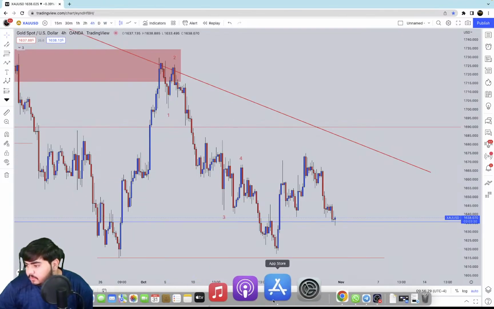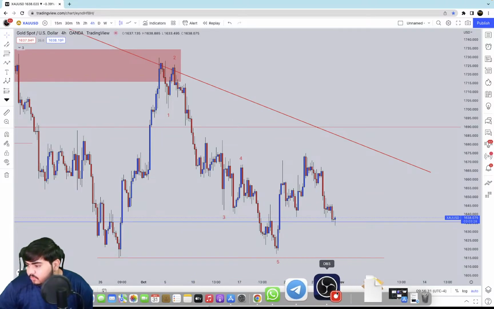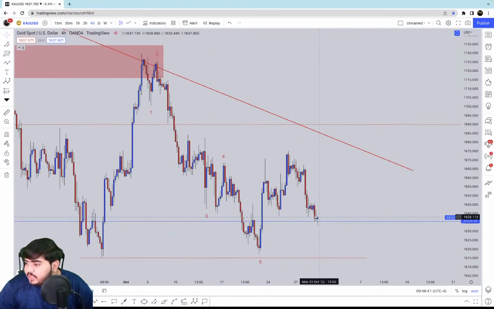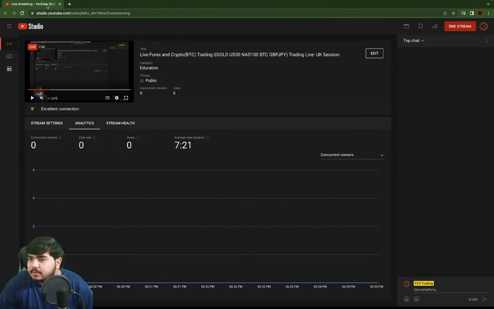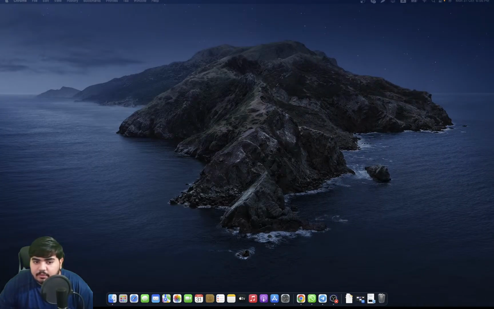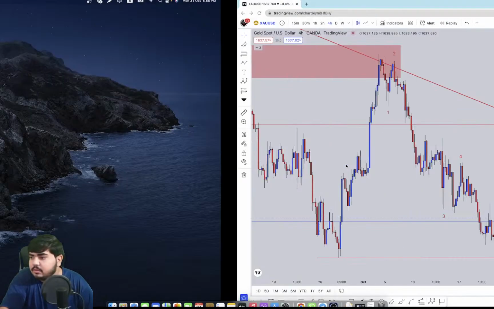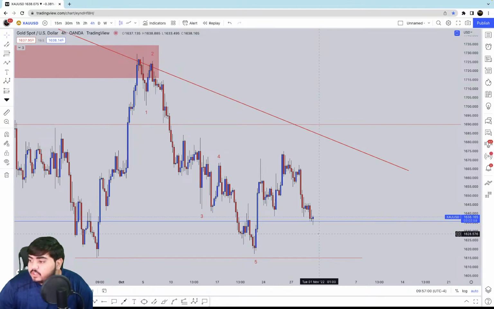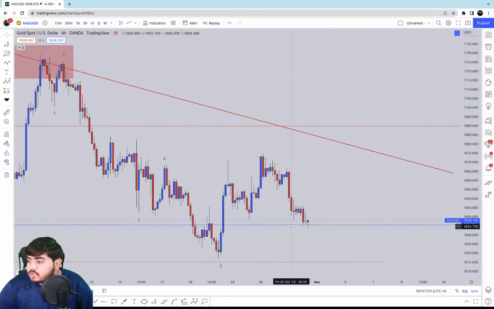So we are basically sitting around the 70% retracement area. I have to mark this right here. Okay, there we go. So we are sitting around this 70% retracement area, and we can see how the market is reacting to this level of support.